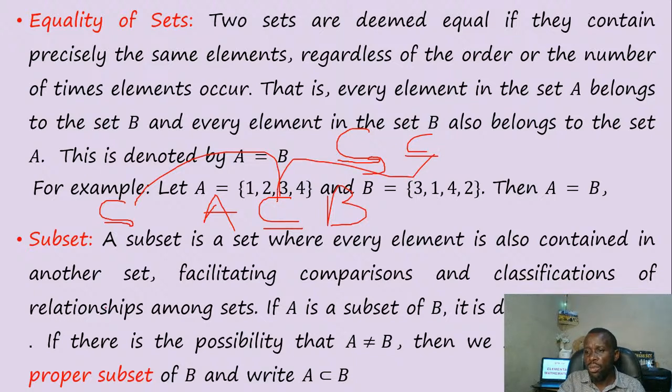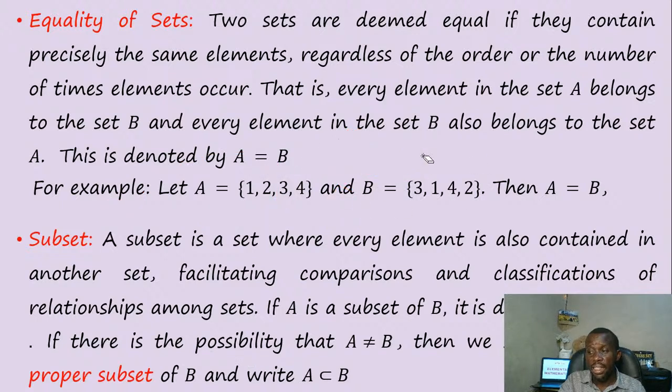Now there's something I'm going to explain. If there is the possibility that A is not equal to B, then we say that A is a proper subset of B, and we write it as, you can see the difference. So for the proper subset, you see the way it is, ordinary like C. Okay, that's how you denote it. Now, what do you mean by the difference between the equality of sets and the subset? Equality is that every element in that is also in that one, right? But when it says sub, anything sub is under. Okay.